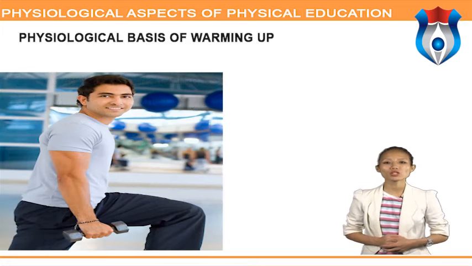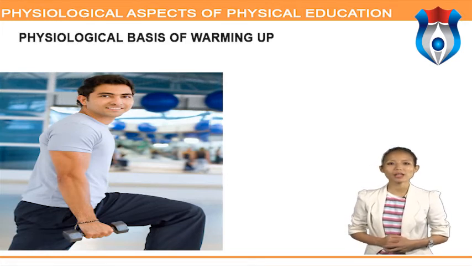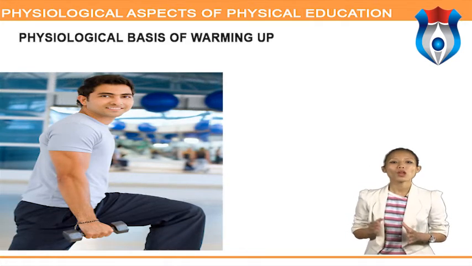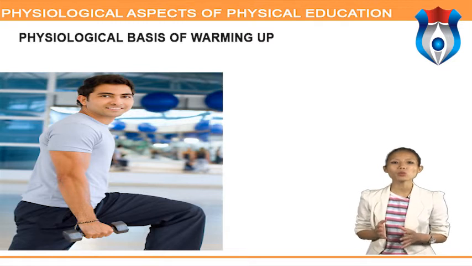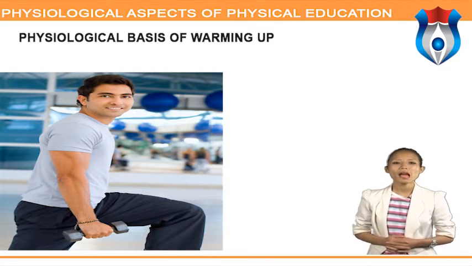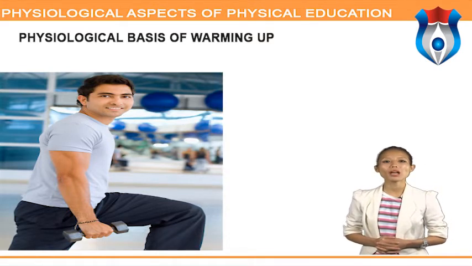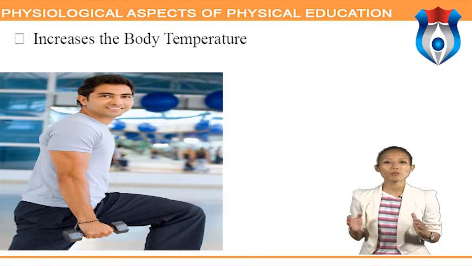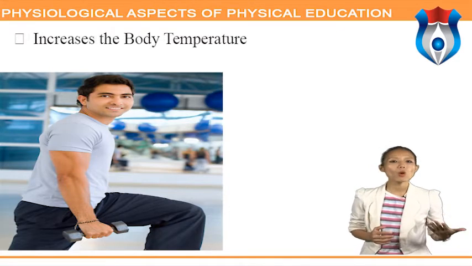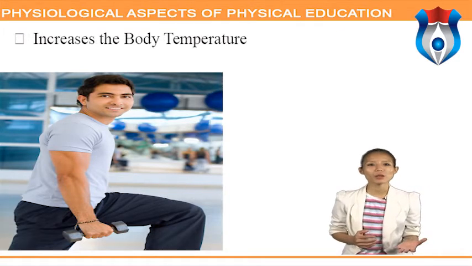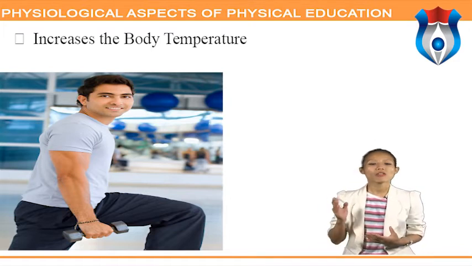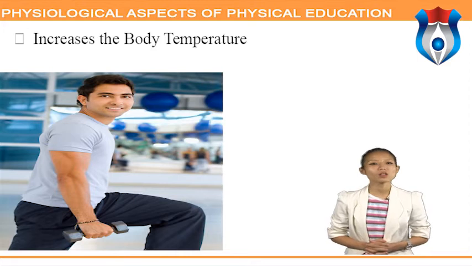When we observe the contraction and relaxation of an isolated muscle, we know that when the muscle is warm, the speed with which the muscle contracts and relaxes and the force of contraction are increased. The physiological basis of warming up are as follows. Increase the body temperature. A proper warming up increases the body and muscle temperature locally, which helps in the efficiency of contractions and relaxation of muscle. So it has a lot of benefits for sports persons.